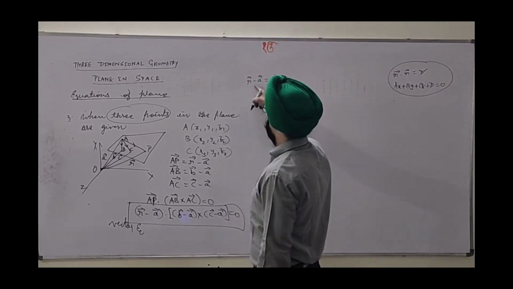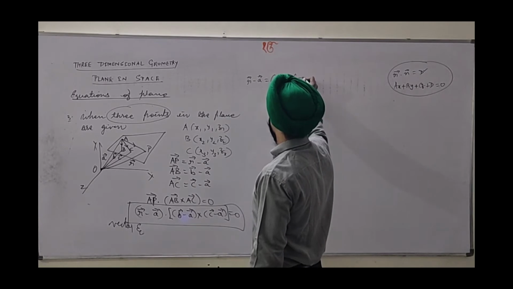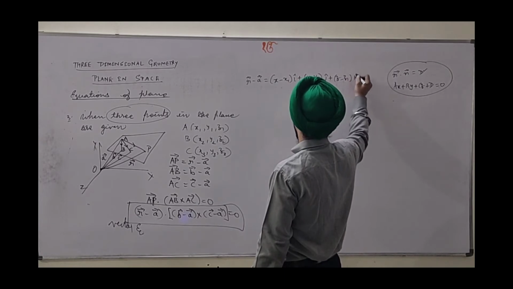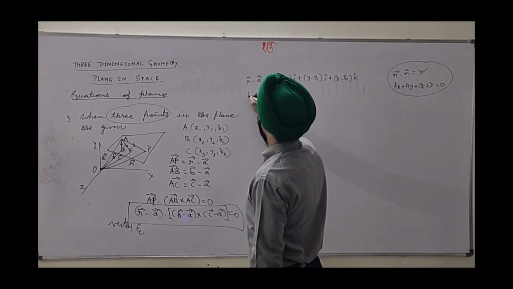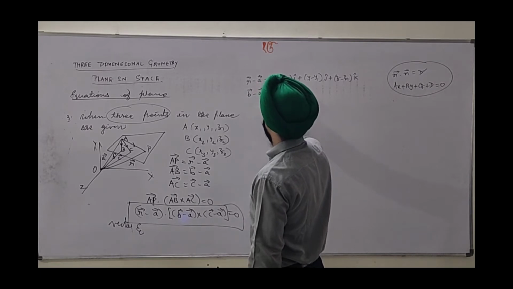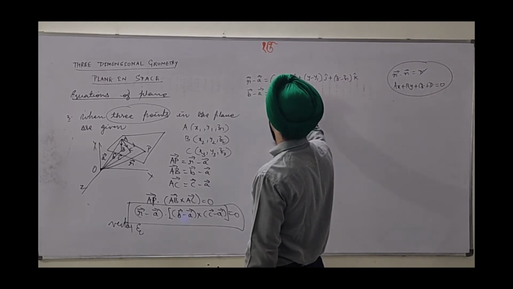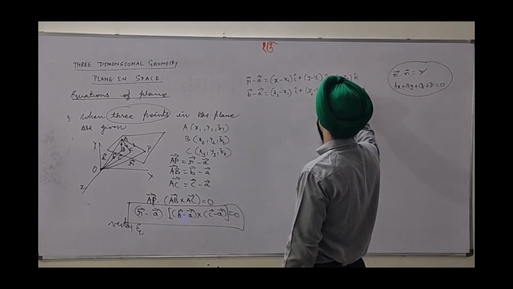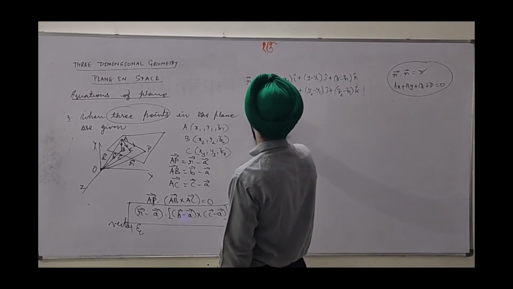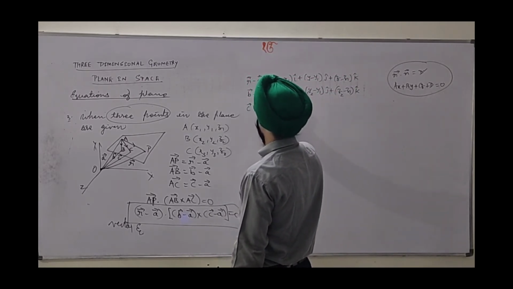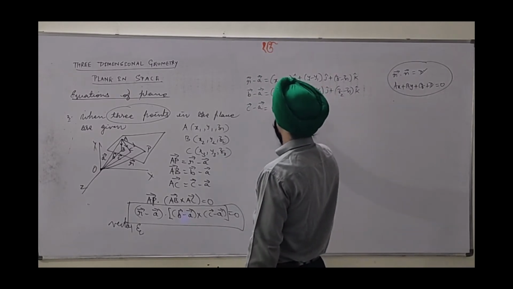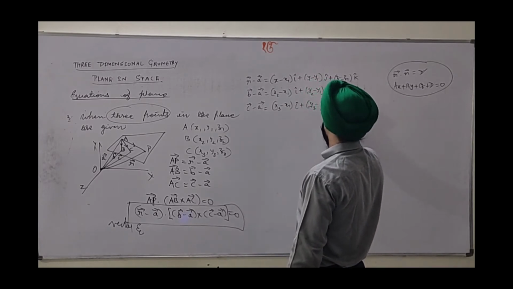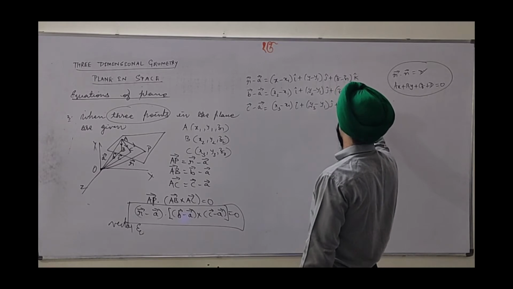This can be written as (x minus x1) i cap, (y minus y1) j cap, (z minus z1) k cap. B minus A becomes (x2 minus x1) i cap, (y2 minus y1) j cap, (z2 minus z1) k cap. And C minus A, being the coordinates, we can write as (x3 minus x1) i cap, (y3 minus y1) j cap, (z3 minus z1) k cap.